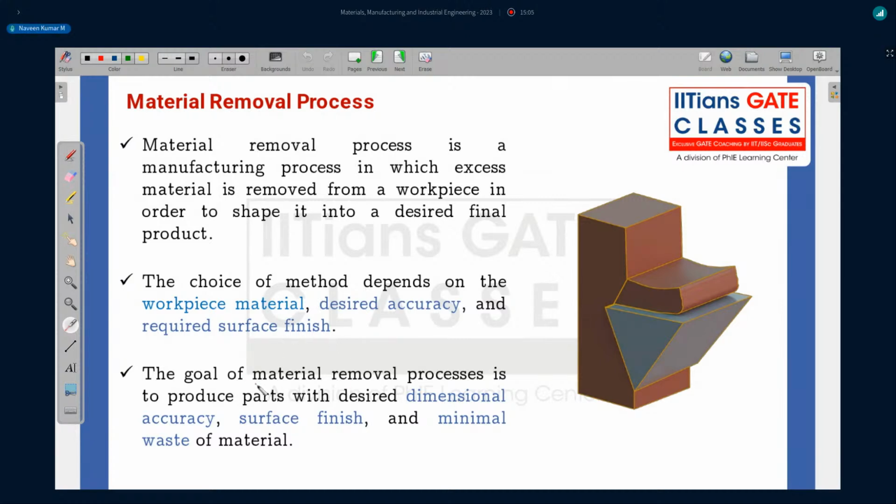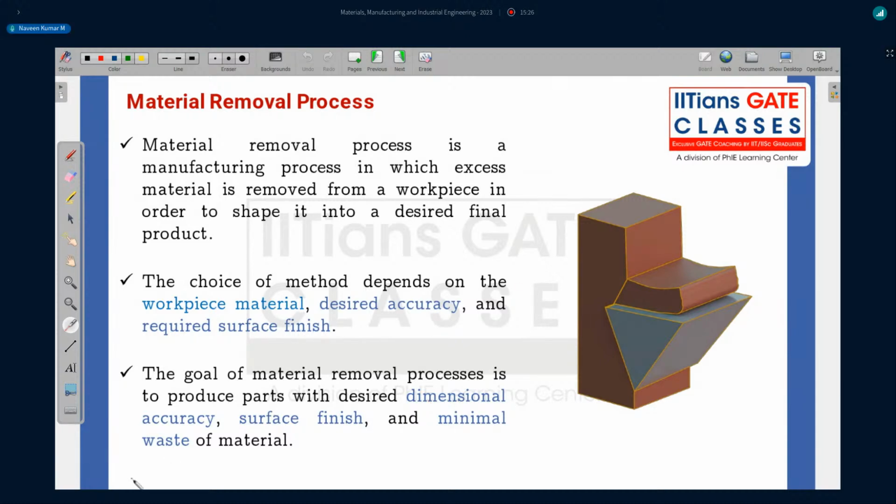Next, the goal of this process is to get good dimensional accuracy and surface finish, of course, with minimal waste of material. So you don't want to remove so much material, right? You have your raw material, and with a minimal amount of material removal, you should be able to get your final desired product.